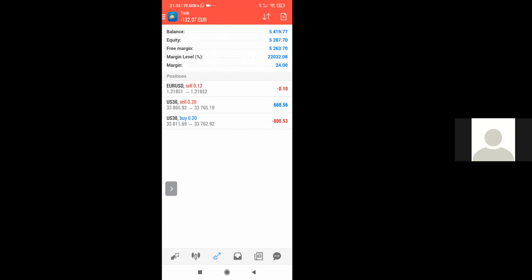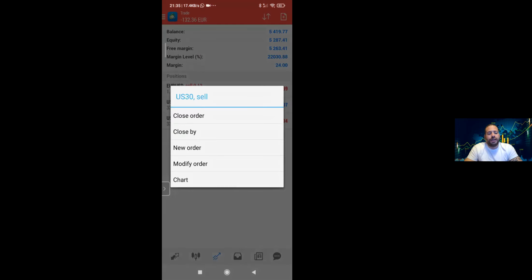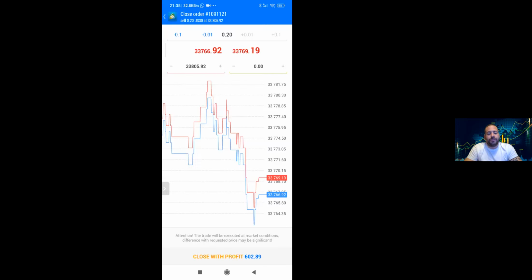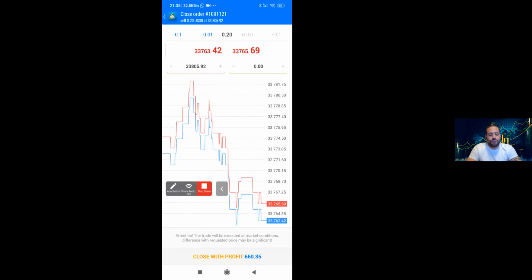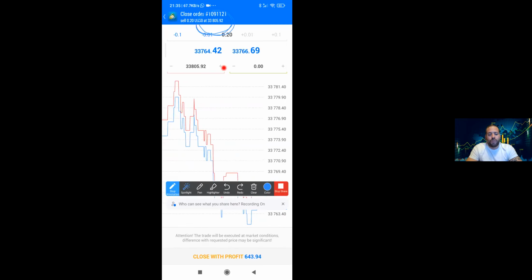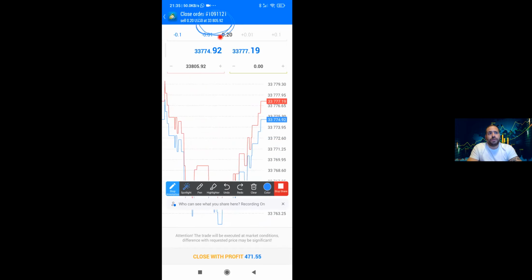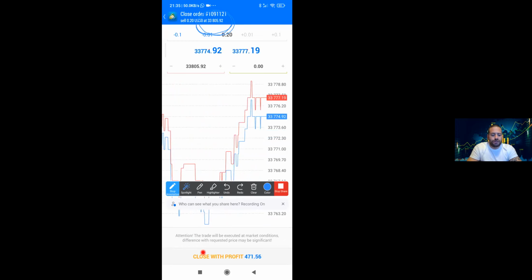Yeah. Very good. So now, what if I want to take some profits out? This is the next important thing, something called taking partials. I press and hold the trade and click on close order. Now I want you to pay attention to two things: one, the lot size at the top, and this close with profit at the bottom. Do you see it?